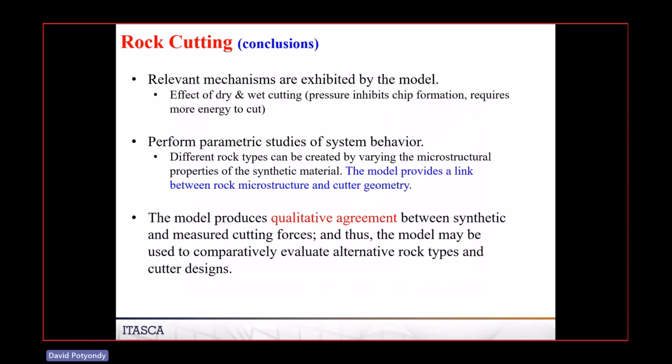Here's the final set. The key point is we've convinced ourselves that we have the proper mechanisms in the model. If you do, you can use it to perform parametric studies. Again, these are qualitative studies with the 2D version of this model, right? And as I said before, it's giving you a link. You can change the rock microstructure, you can change the cutter geometry, you can see what effect it has. Okay, so that's the idea.